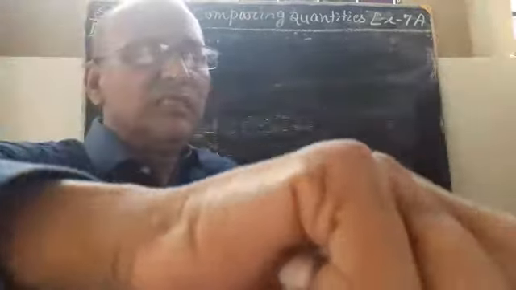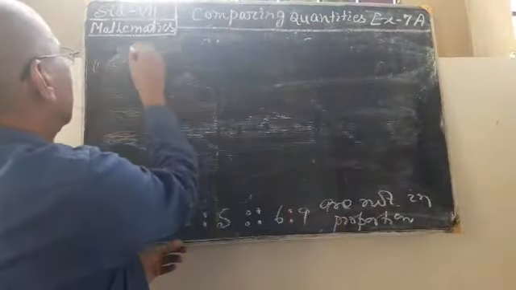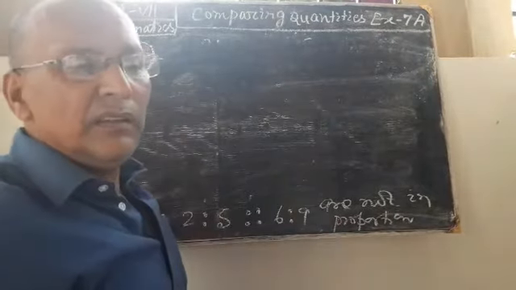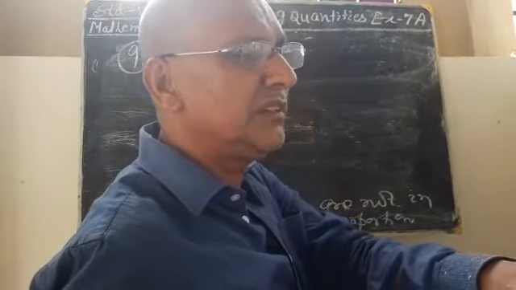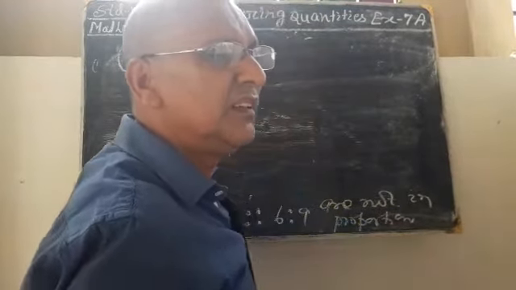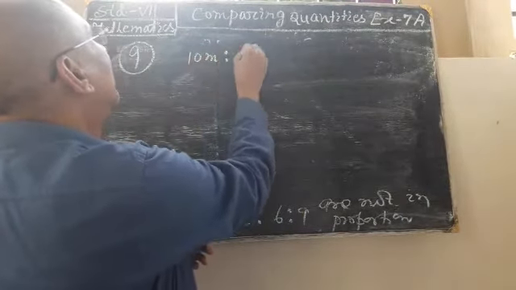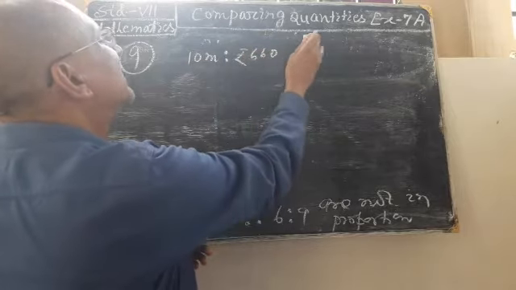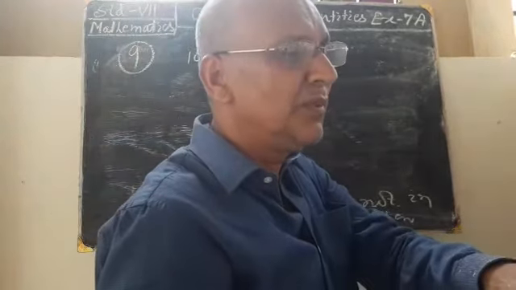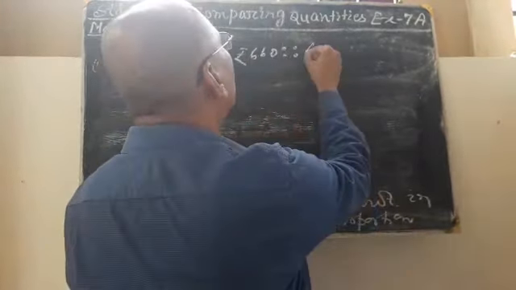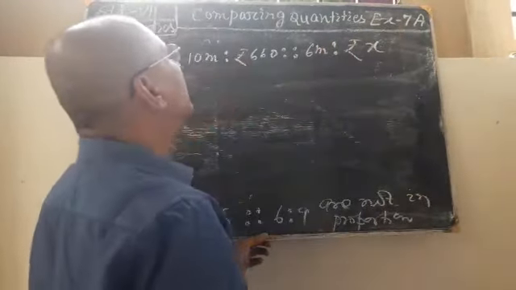Now the second one is problem number 9. The price of 10 meters of cloth is rupees 660. Find the price of 6 meters of cloth. You have to find the price of this 6 meters.